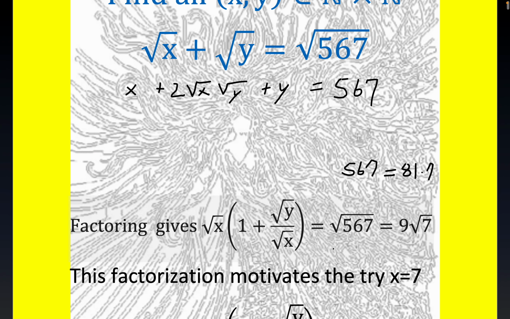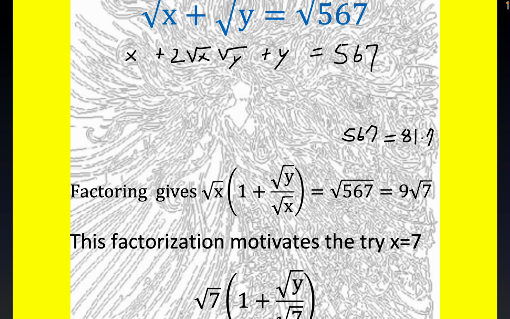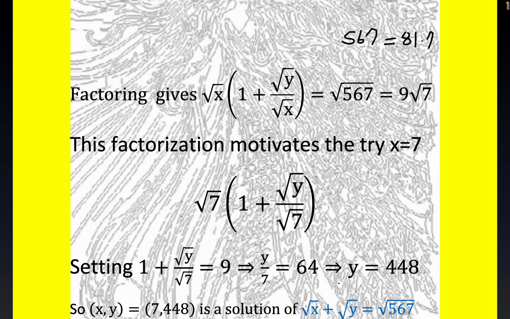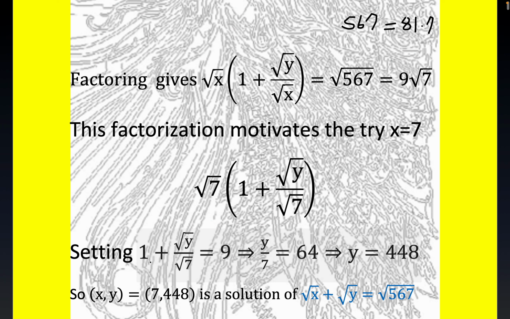Now, this factorization would motivate the try 7. We are looking for natural number solutions, so let's pop 7 in there and see what we get. The next line will show us that. This is exactly what happens when we substitute 7 here and here. I won't go through all the arithmetic, but you do get y is equal to 448. This is very straightforward.